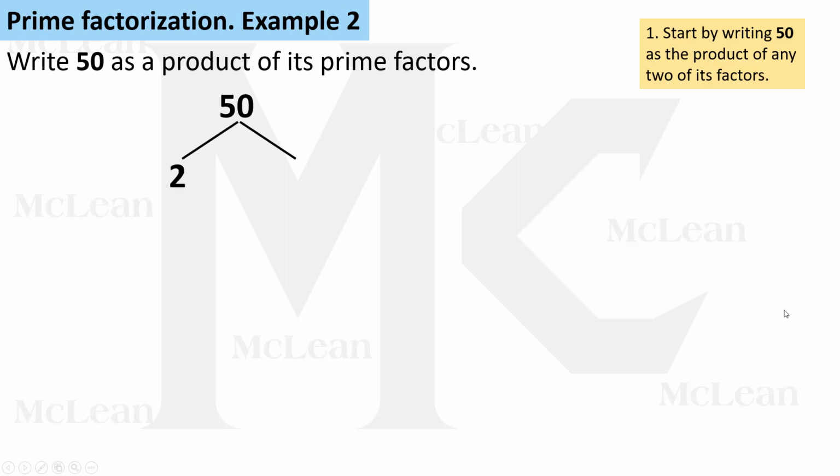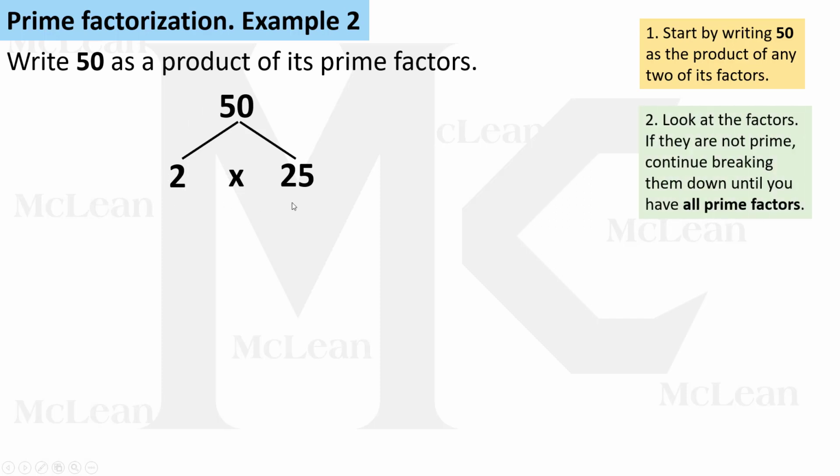So in this case, I use 2 times 25. I could use 5 times 10, right? But let's do it this way. Right now I know 2 is already prime, so I can't break down 2 anymore. So I go on to 25. What do I multiply by itself to get 25? 5 times 5 gives me 25.